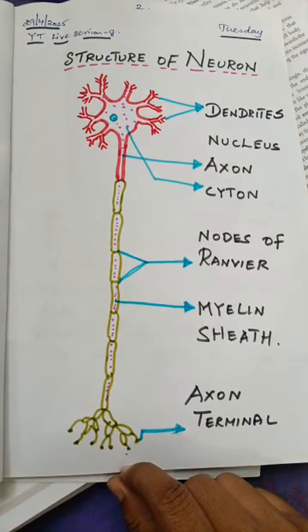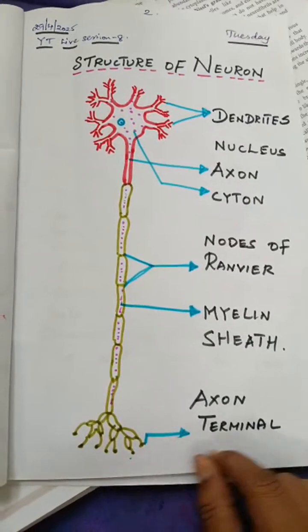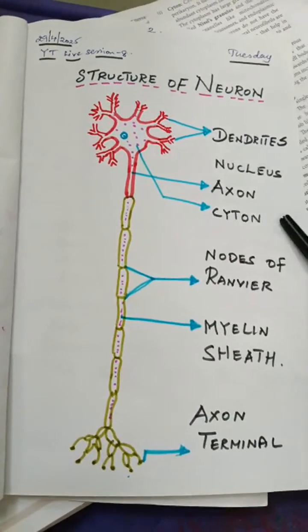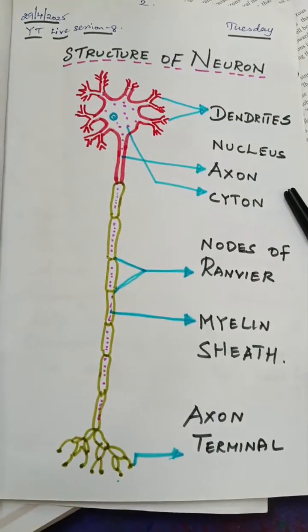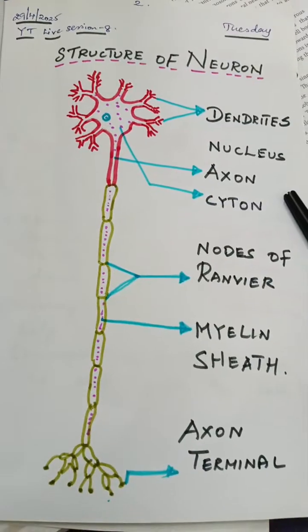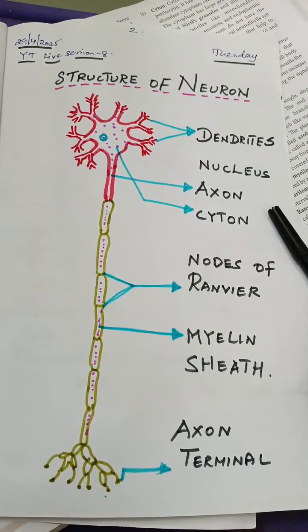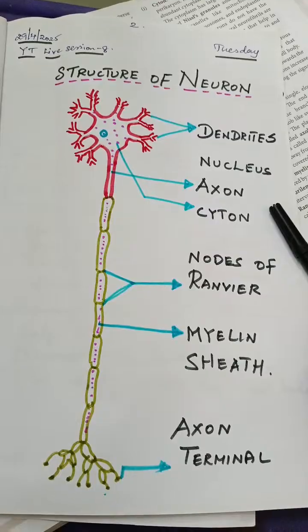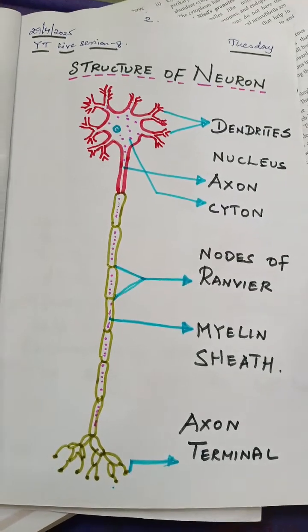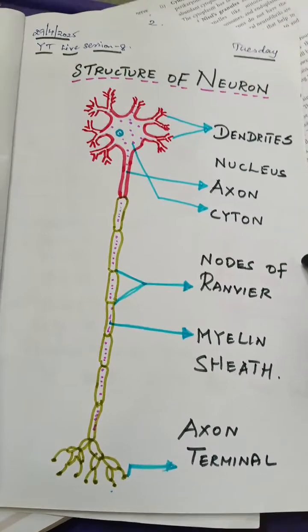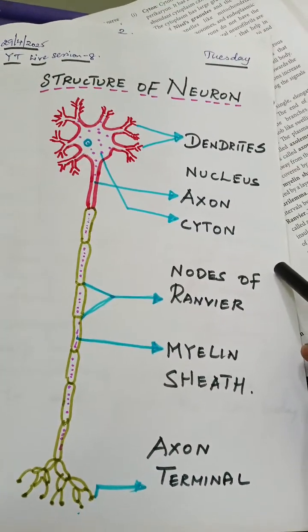Now today's session we are going to see about the structure of neuron. Yesterday I gave an introduction to the nervous system. Next, what all have we studied in the previous class?